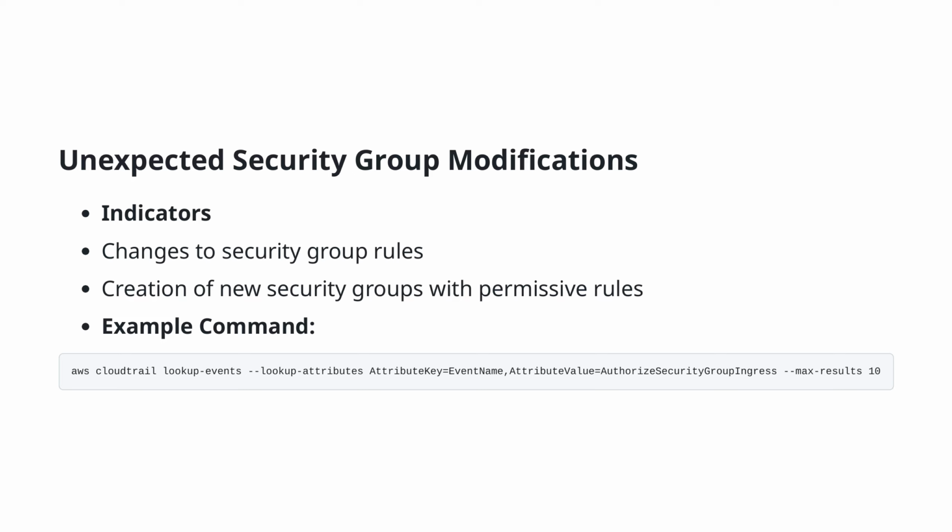For instance, you might run a command like: aws cloudtrail lookup-events --lookup-attributes AttributeKey=EventName,AttributeValue=AuthorizeSecurityGroupIngress --max-results 10. This example checks for events where ingress rules are authorized, which can indicate changes you need to investigate. Understanding these indicators is essential for maintaining a secure AWS setup and promptly responding to potential threats.